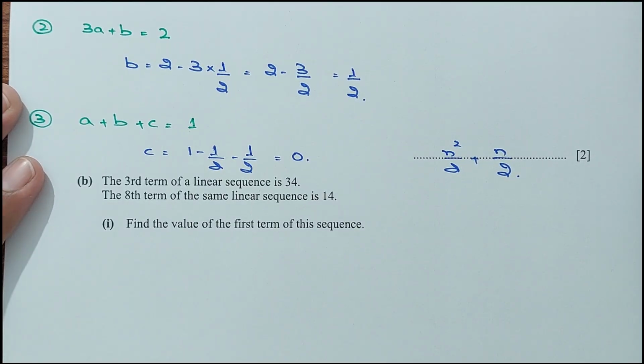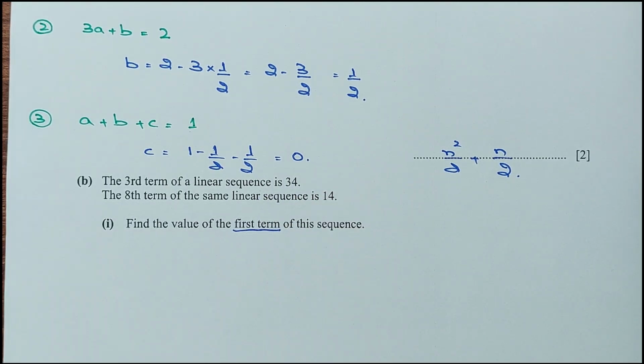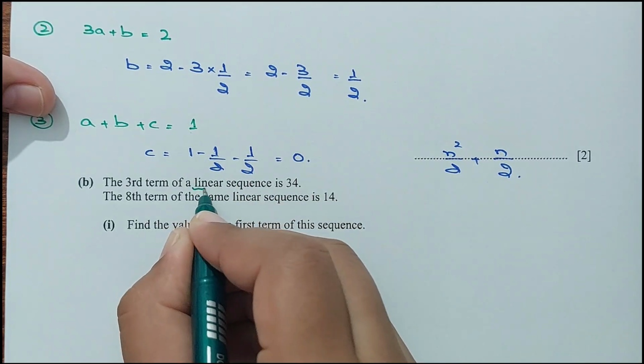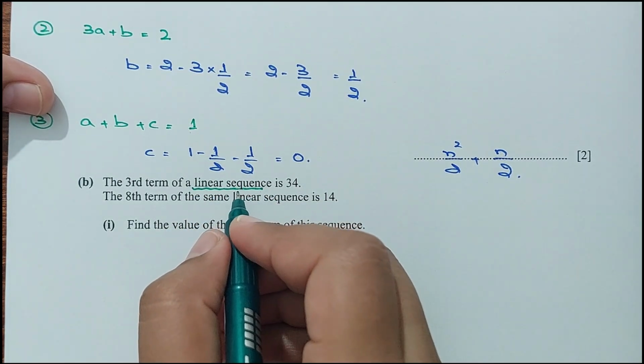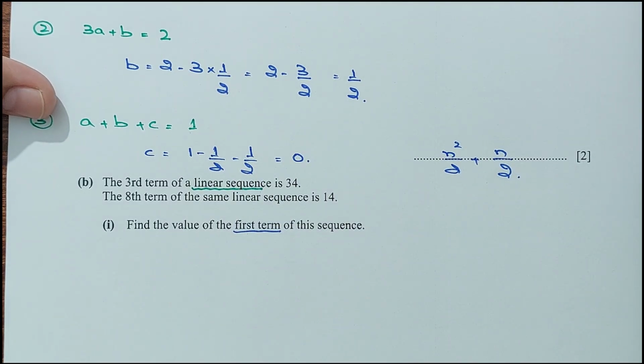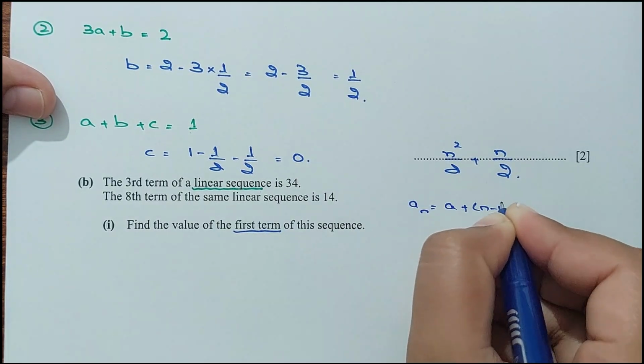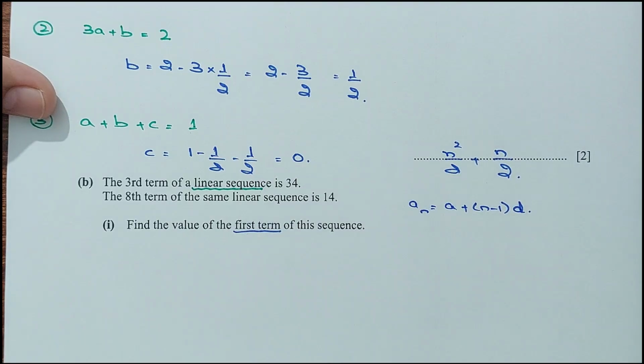Now moving to part b. The third term of a linear sequence is 34. The 8th term of the same linear sequence is 14. Number 1, find the value of the first term of this sequence. Since it is a linear sequence, what do they mean by that? A linear sequence means the first difference is constant, right? Or we can say this is an arithmetic sequence, where aₙ = a + (n − 1)d. That is the formula for the linear sequence, or arithmetic sequence.